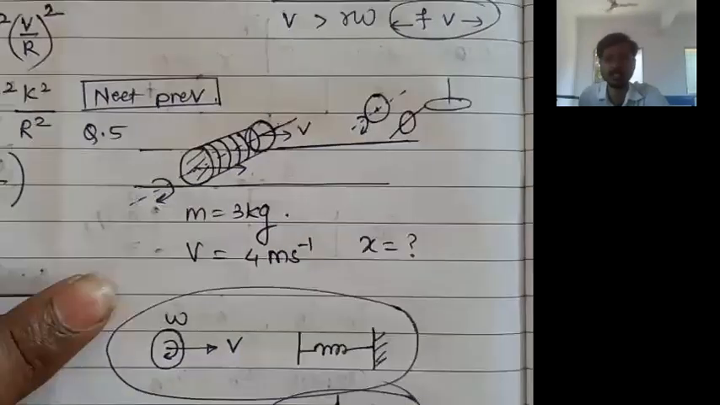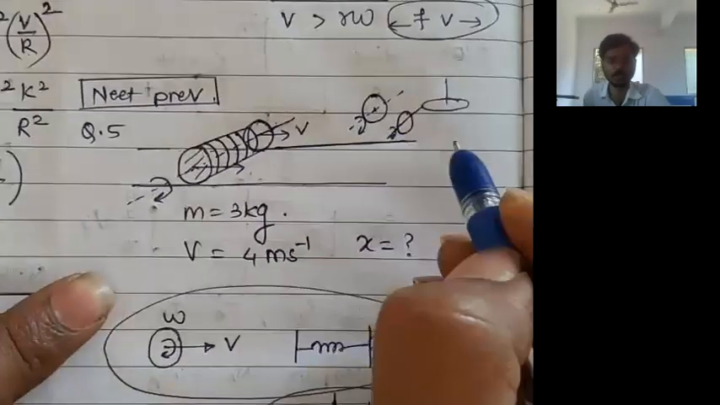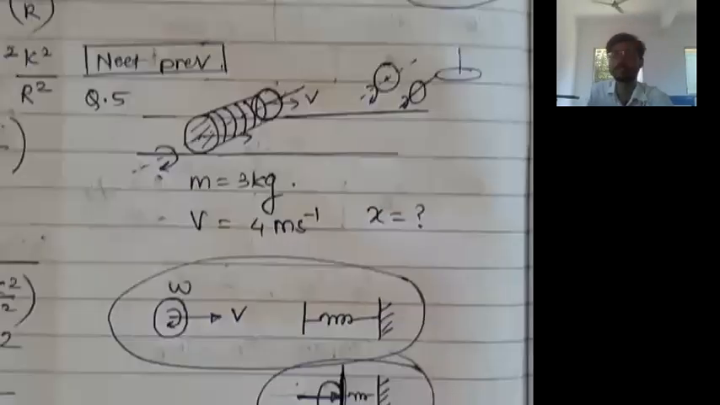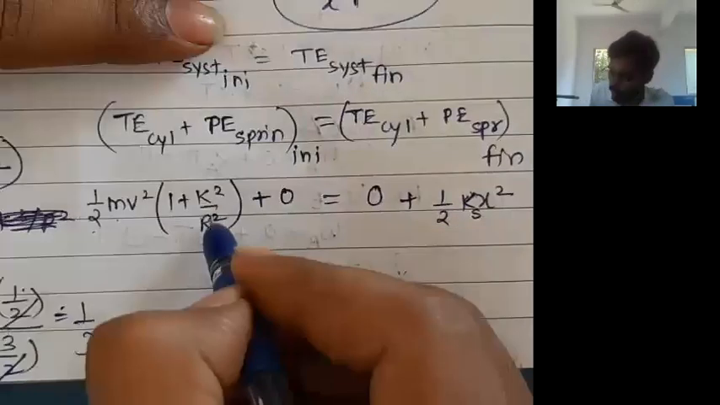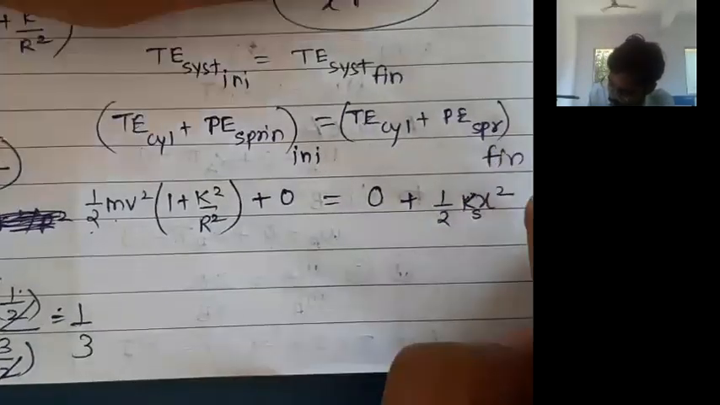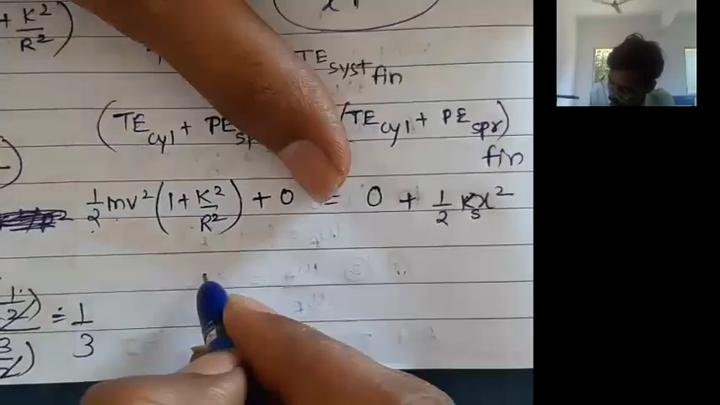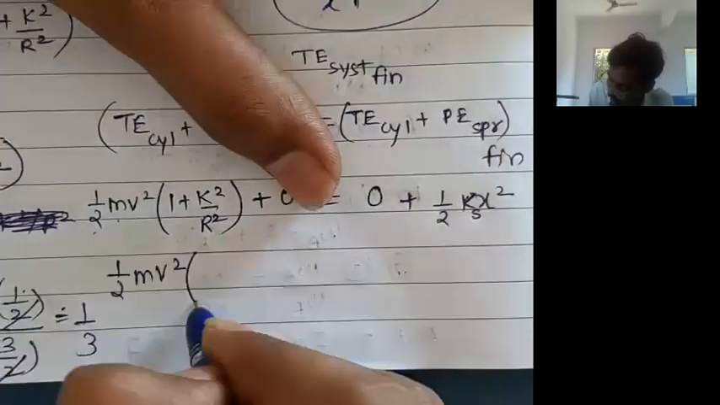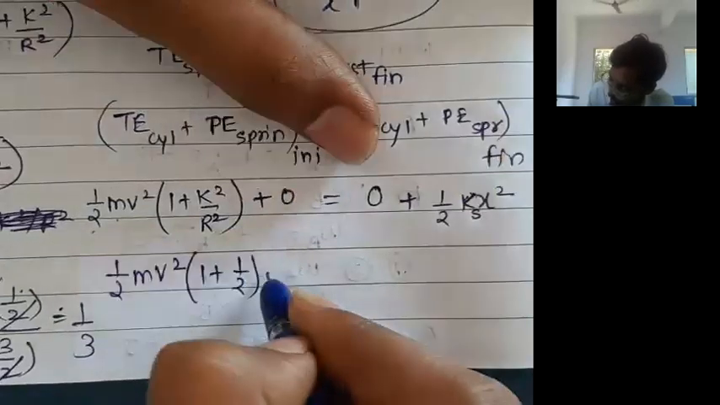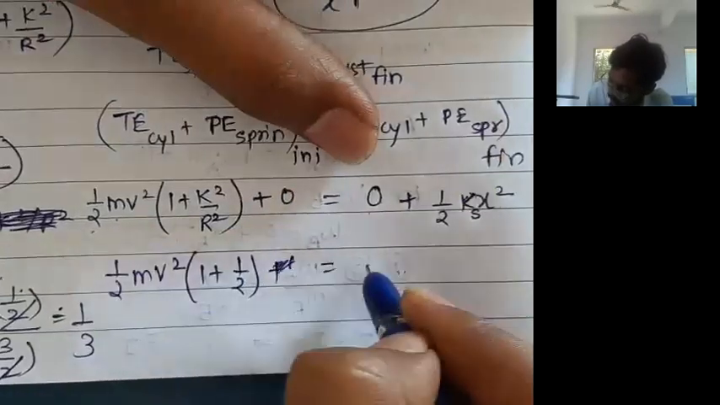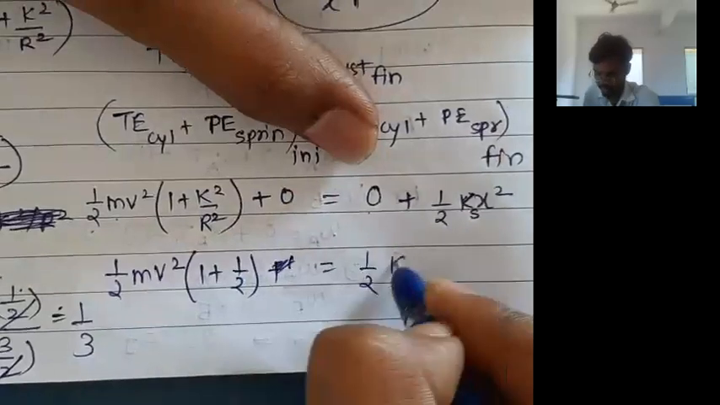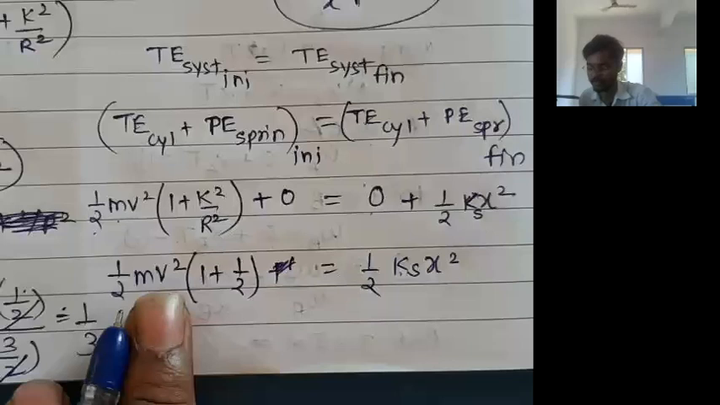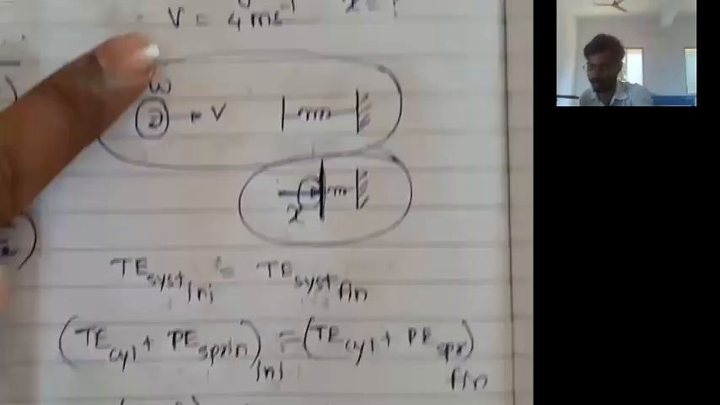Ultimately the formula is 1/2 mr square. And what is k square upon r square? It is the coefficient of mr square. So k square upon r square is the coefficient of mr square, 1/2. So sir, here 1/2 mv square, 1 plus 1/2, plus 0, no need to write, plus 1/2 spring constant into x square. Sir, we need to find out x, and we are given the value of velocity. Initial velocity we are given, mass we are given, x we are required to find out.